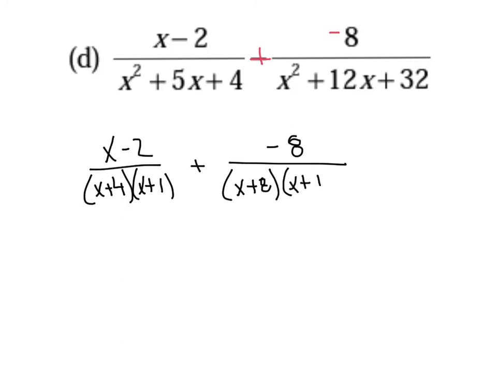So what are my domain restrictions really quick? X is not allowed to equal negative 4, x is not allowed to equal negative 1, and x is not allowed to equal negative 8. Other than that, everything else is fair game with regards to the domain.